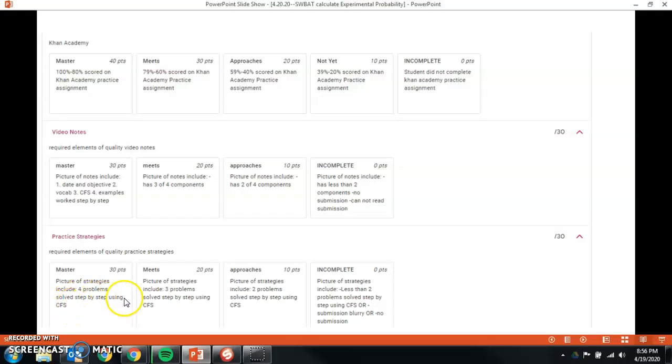Okay, so for your practice strategies, 30 points if you have 4 problems solved using the criteria for success step by step. 20 points if you have 3 problems solved step by step using the CFS, and 10 points for 2 problems solved step by step using the CFS. And 0 points if you do not submit a picture, if I can't read your picture, or if you do not solve 2 or more problems using the criteria for success.